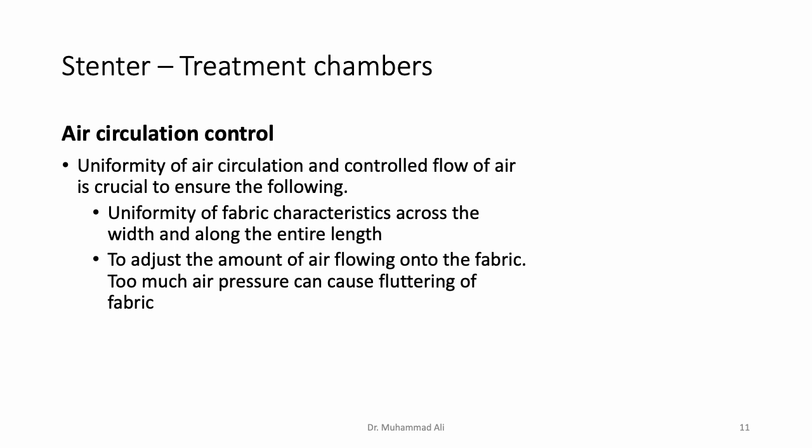So if I summarize this, then we are talking about two important controls on the circulation of air. One is the uniformity of air circulation, that is, the air pressure should be the same across the entire width and length of the fabric. And then the second aspect of this control is the airflow rate, which is set according to the type of fabric that we are processing.